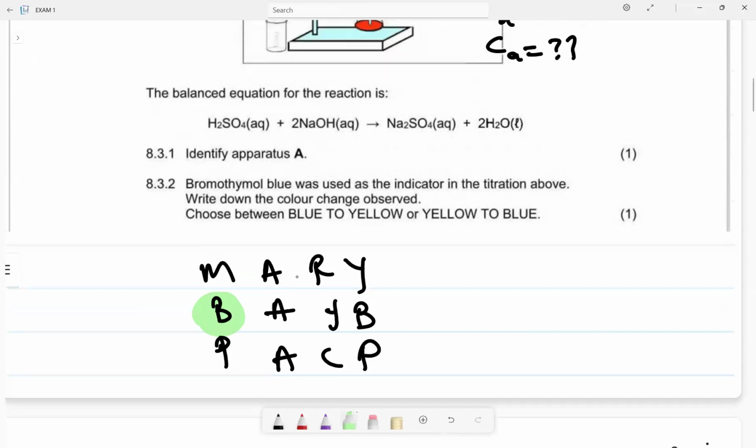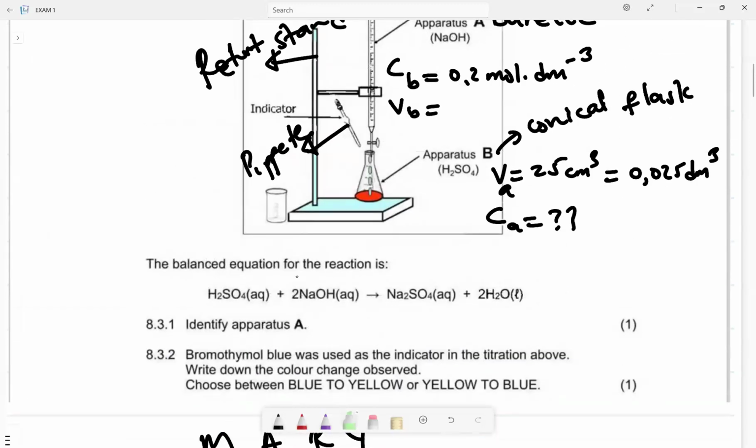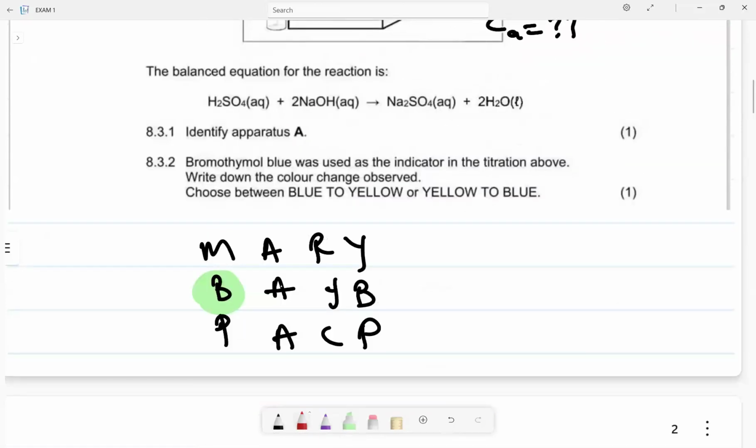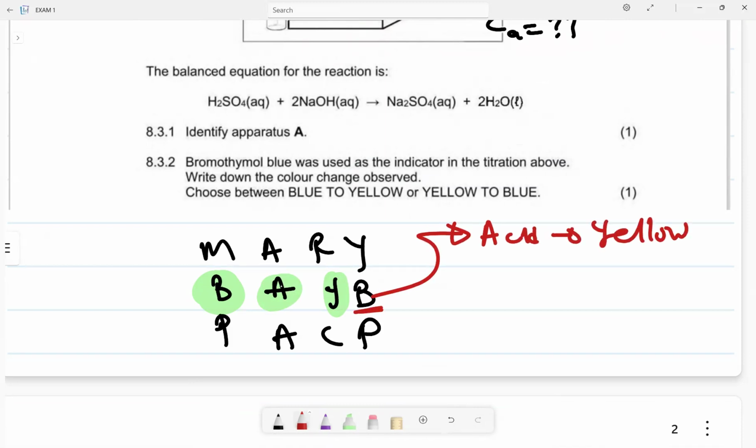Before you do titration, you need an indicator. Oh, sorry, this is not a pipette. You need an indicator to be poured. The indicator is first poured into the conical flask, which has the acid. According to my analogies, bromothymol blue, my indicator, in acid is yellow. But in base, it is blue.